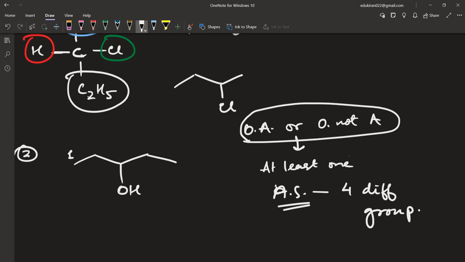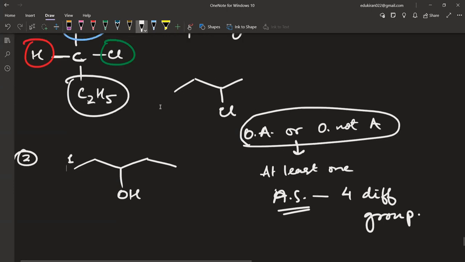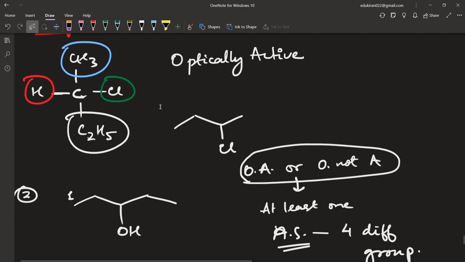Draw it. बनाइए. अपने copy बनाइए पहले. Let me know when you are done making this molecule in your notebook. लिख लिया, यस हमजा हिबा कृष्णा, जस्ट सेकंड, डन सर.